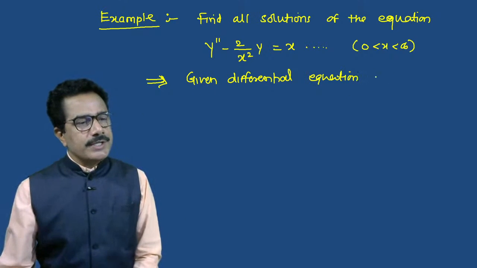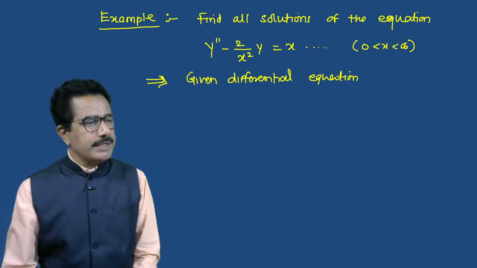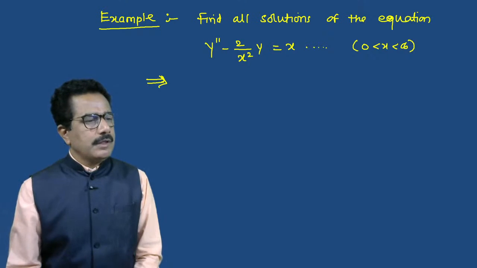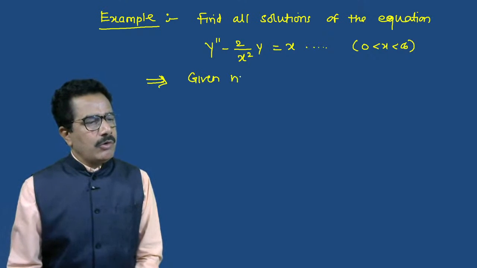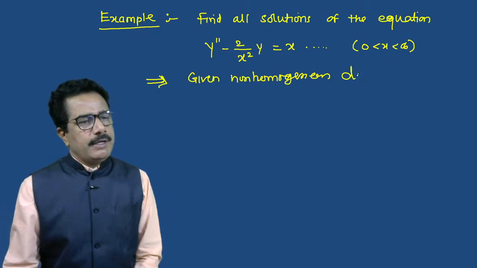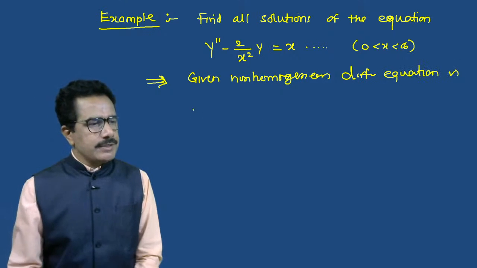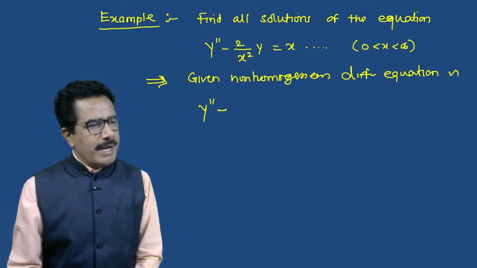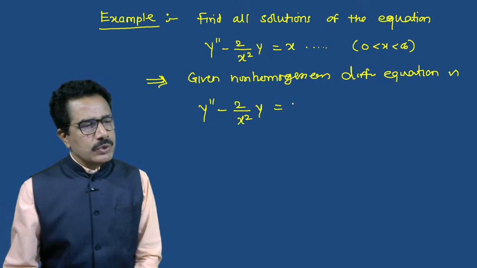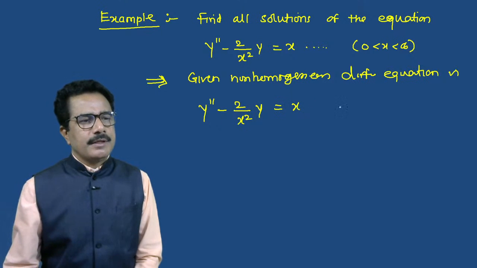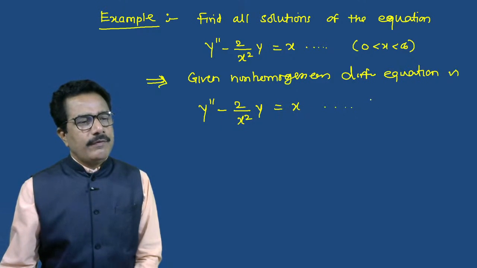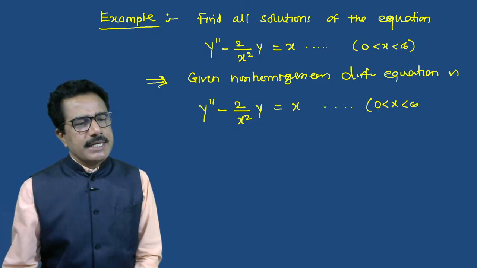गिवन डिफरेंशियल इक्वेशन, गिवन नॉन होमोजिनियस डिफरेंशियल इक्वेशन असं लिहू. Given non-homogeneous differential equation is y double dash minus 2 divided by x square into y which is equals to x, that is for 0 is less than x is less than infinity.